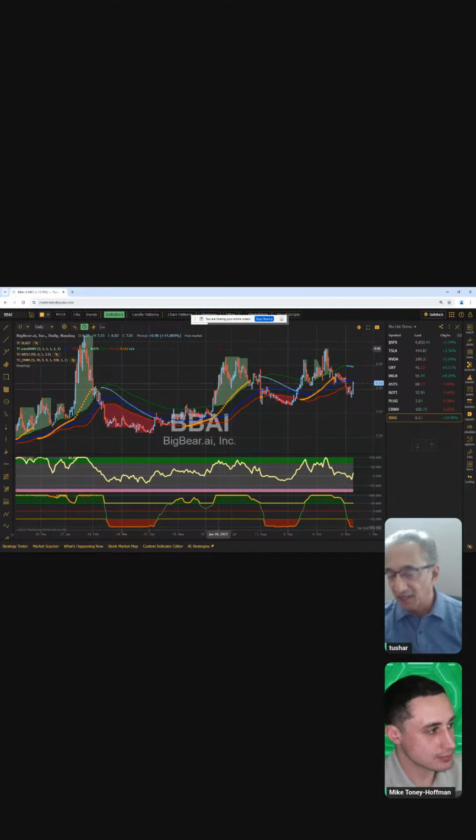So you get an entry point, you get an exit point, and then it's a matter of how much you want to allocate to the trade. And depending on how conservative you want to be, you might want to wait a day, like make sure that there's a low above the trigger line, etc., etc. It's just a matter of how aggressive you want to be.